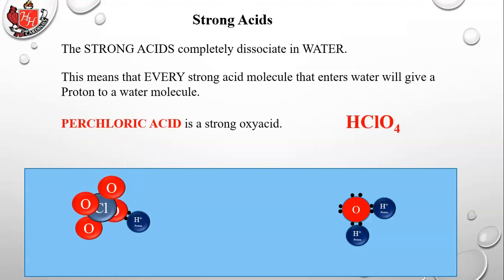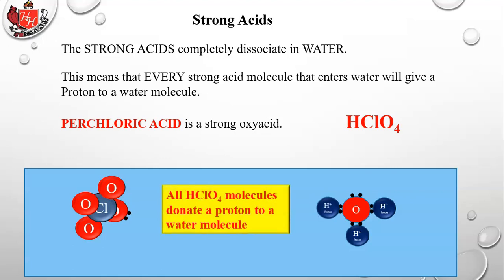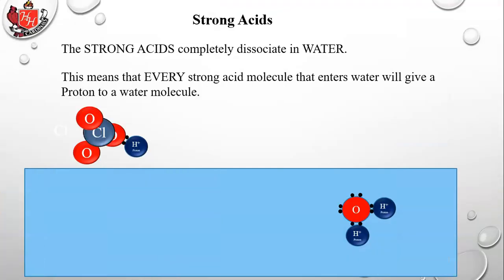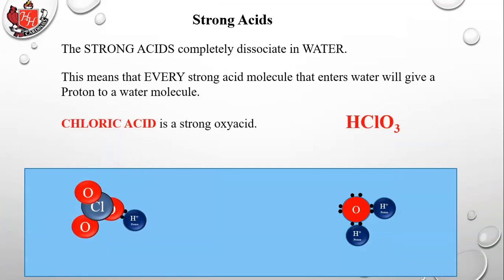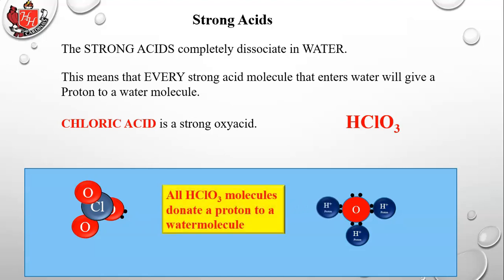Okay, and this is perchloric acid, a strong oxyacid, HClO4. All HClO4 molecules donate a proton to a water molecule. Chloric acid is a strong oxyacid. Again, this is the one that sometimes is and sometimes isn't classified as a strong acid, but we will say that it is. That's HClO3. So all HClO3 molecules donate a proton to a water molecule.